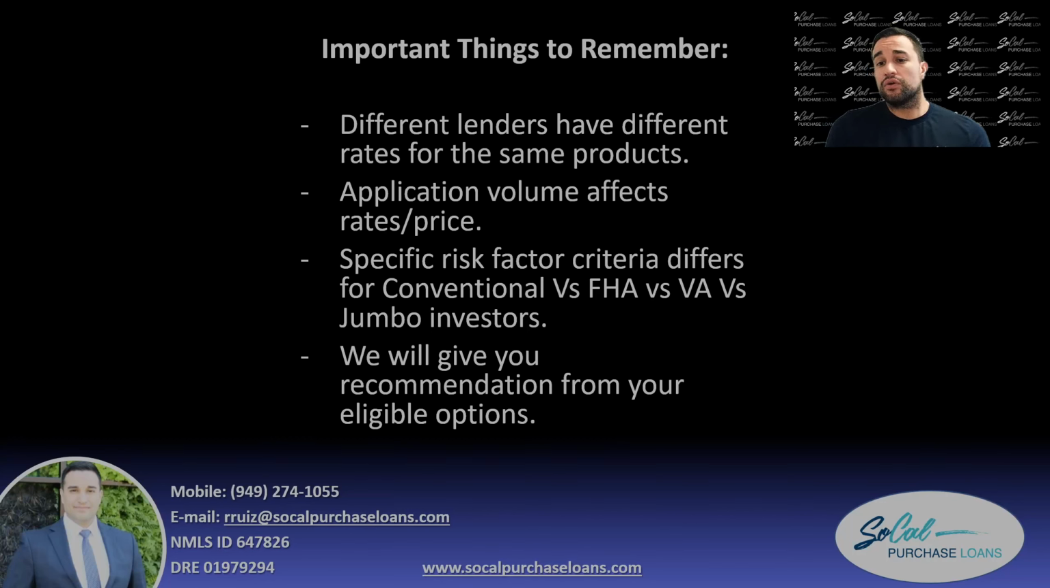Specific risk factor criteria differs for conventional loans versus FHA loans versus SBA loans and jumbo investors. Really, what you need to know is that you don't want to assume that because an interest rate improves on a conventional loan from a 680 FICO to a 700 that it's going to be the same on a VA loan. I think on a VA loan, going from a 680 to a 700 doesn't make any difference. So lean on us for that. We will give you recommendations every single time that someone applies with us. We look at all the programs they qualify for, and we tell them this is what we think is going to be best. So don't feel that you're going to have to figure this out for your clients or for yourselves.